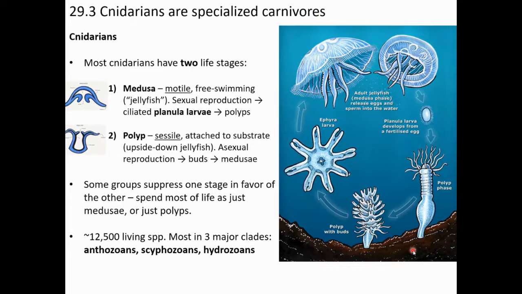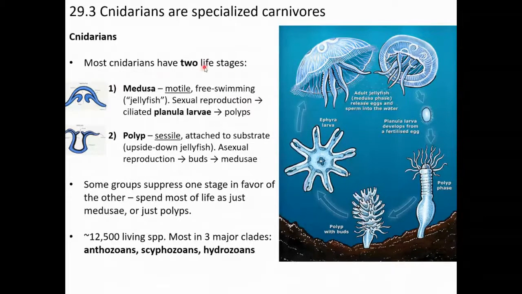Cnidarians have two major body forms that they flick between, and you might think of it as a caterpillar and a butterfly, where there are two major body forms. They have this as well. Different types of cnidarians might have more emphasis on being in one form than the other, or they can spend equal time amongst these, depending upon the group that you're in.